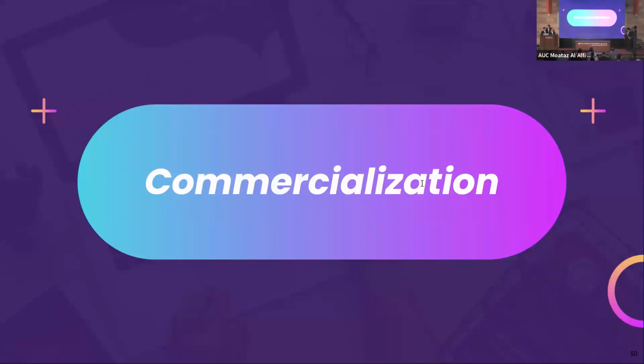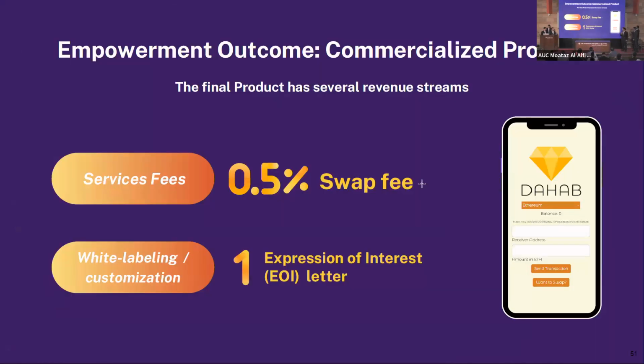So our main empowerment outcome was a commercialized product. So as Omar mentioned, we have satisfied all the needed features to meet industry level, and we have several revenue streams for this product as a browser extension. One of them is applying service fees, like applying a 0.5% swap fee. And the other revenue stream is white labeling and customization. For example, we can give our wallet and infrastructure to different companies, and they can use them under different designs or different features for different use.